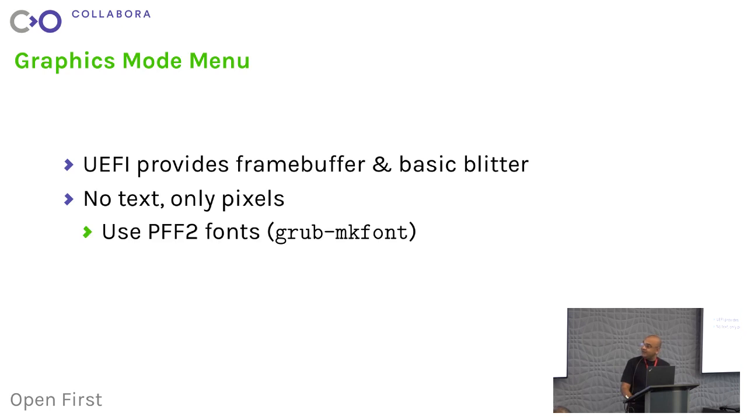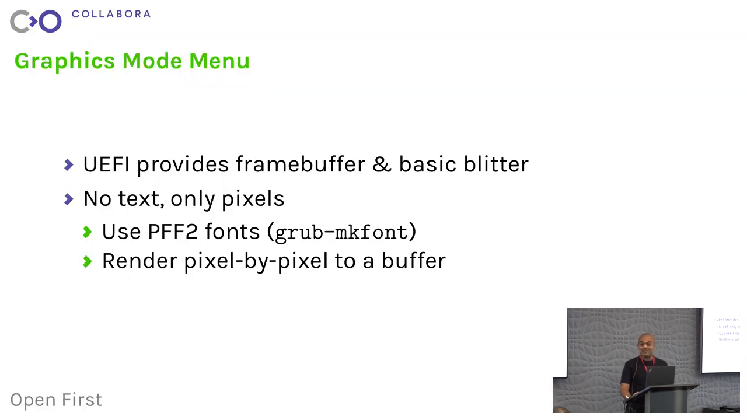So how do we do it? Well, we use PFF2 fonts, which GrubMcFont makes, which basically takes your standard fonts on the system and pre-renders some bitmaps from those, somewhat hinted, into a PFF2 font. So, that's great, because it means I can just use GrubMcFont to prepare a font, and I don't have to do the work myself, which is always fantastic.